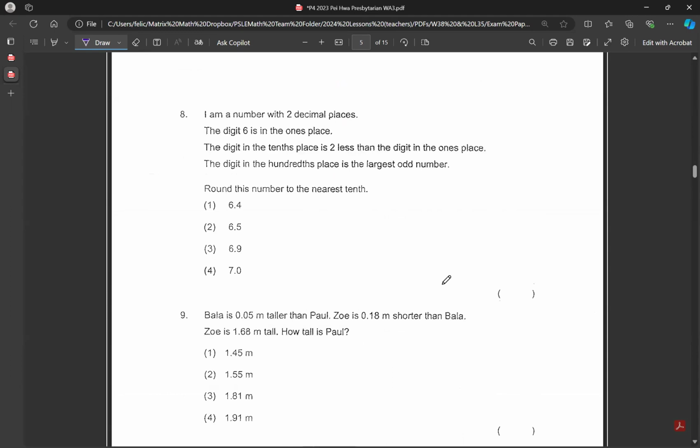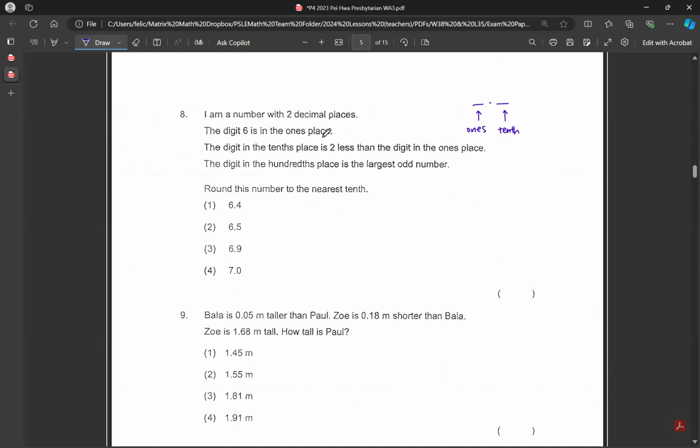Okay, I am a number with 2 decimal places. The digit 6 is in the ones place. The digit in the 10th place is 2 less than the digit in the ones place. Now, where is the ones place? Okay, so when you have decimals like that, this is your ones place. This is your 10th place, with a TH behind. So it's the first decimal place.